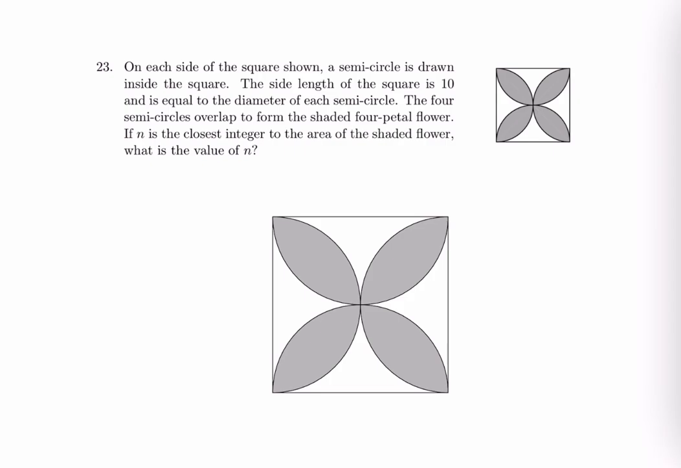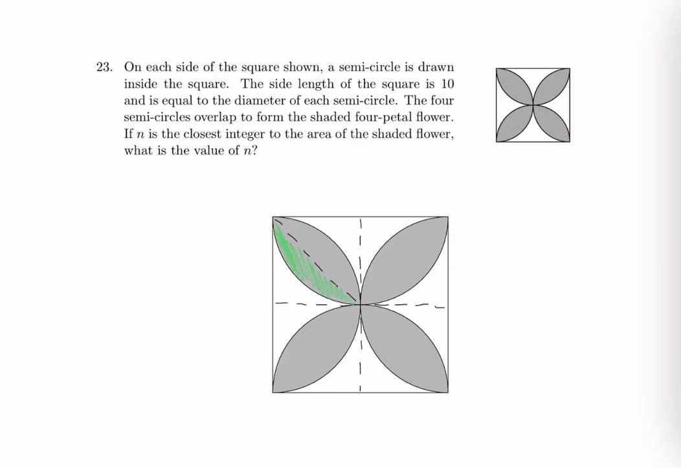First, I'm going to split this diagram into 4 parts. And then I'm going to split one petal into 2. So if we calculate this green area over here, and then we multiply it by 8, we get the whole flower. So how do we find this green area?